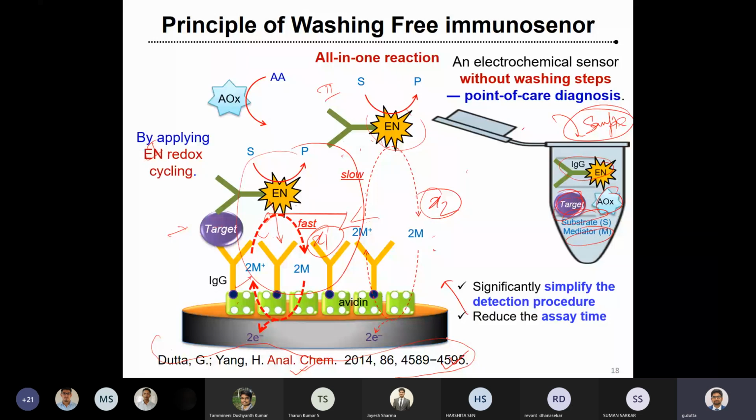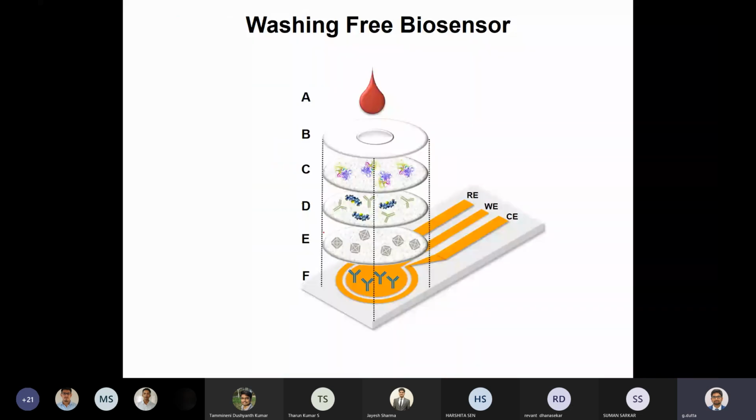Now the whole device here, the washing-free principle that I taught you, you can now use it for biosensor formation. This is a solid substrate. The solid substrate can be glass or plastic. On that solid substrate you can fabricate the working, reference and counter electrodes. So you are fabricating a three-electrode system, working, reference and counter, on a plastic or glass substrate. This can be gold, this can be carbon, anything.